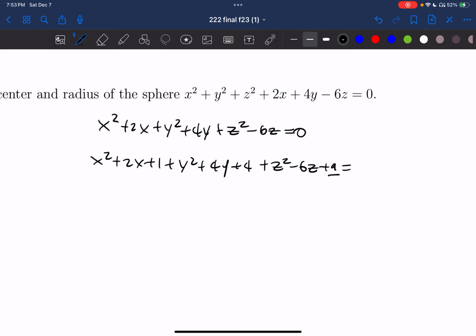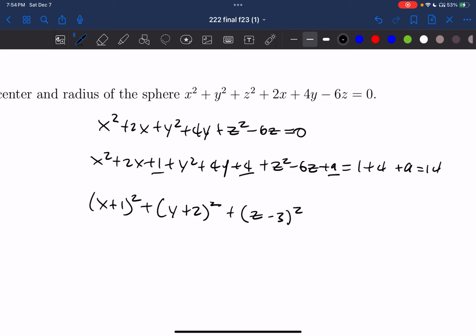Since we added 9 on this side, we added 4 on this side, we added 1 on this side, we need to add it on the other side. 1 plus 4 plus 9, which is equal to 14. Now, we did complete the square. This would just be pretty basic. x plus 1 squared plus y plus 2 squared plus z minus 3 squared will be equal to 14.